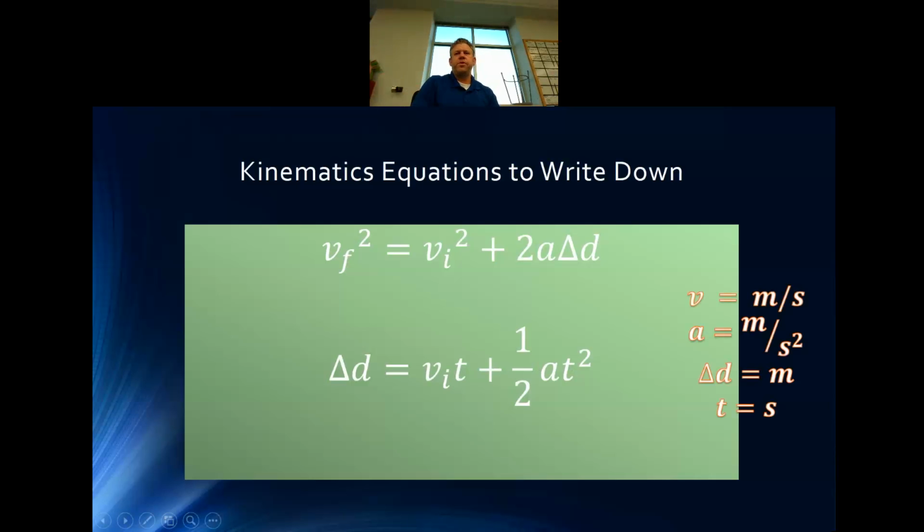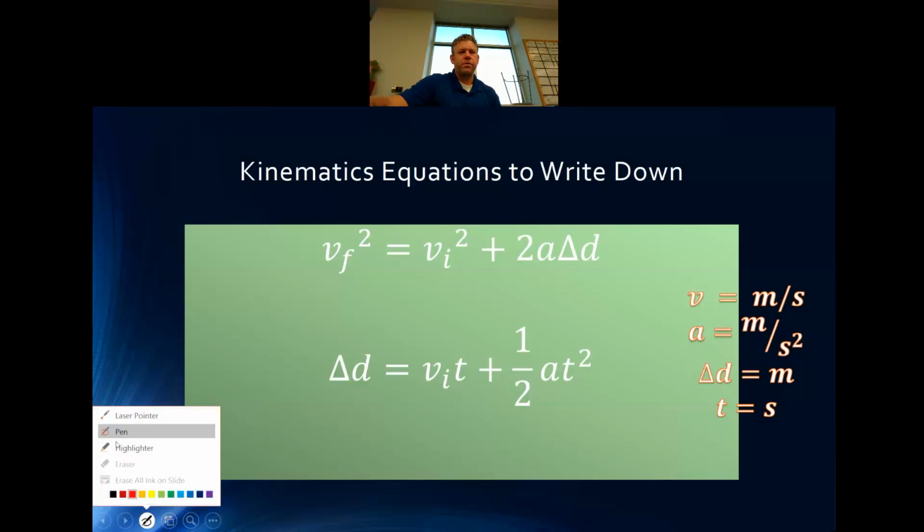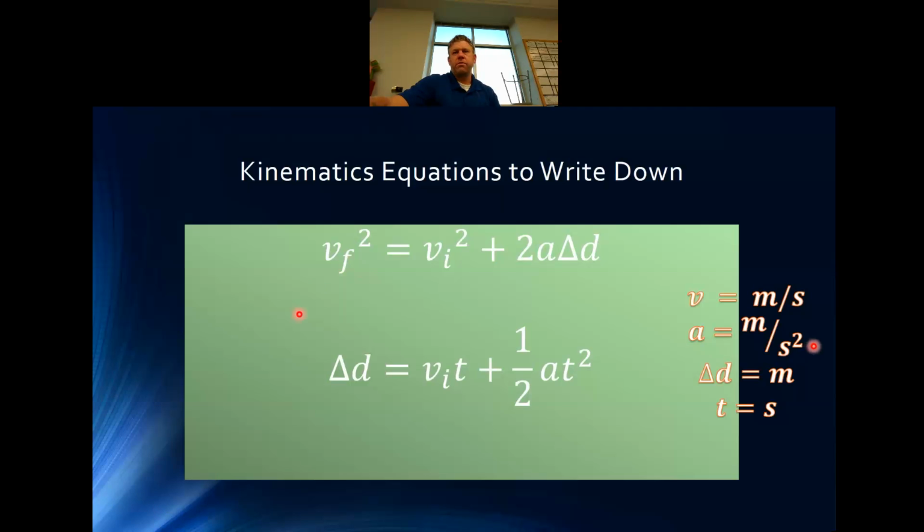Just so that you know, the units of measure that we have to have for this: our velocity has to be meters per second. If we're looking here at VF, that's got to be meters per second. If we're looking for our acceleration, that's got to be meters per second squared. Our change in distance, or delta D, is going to be in meters, and then our time has to be in seconds, okay?